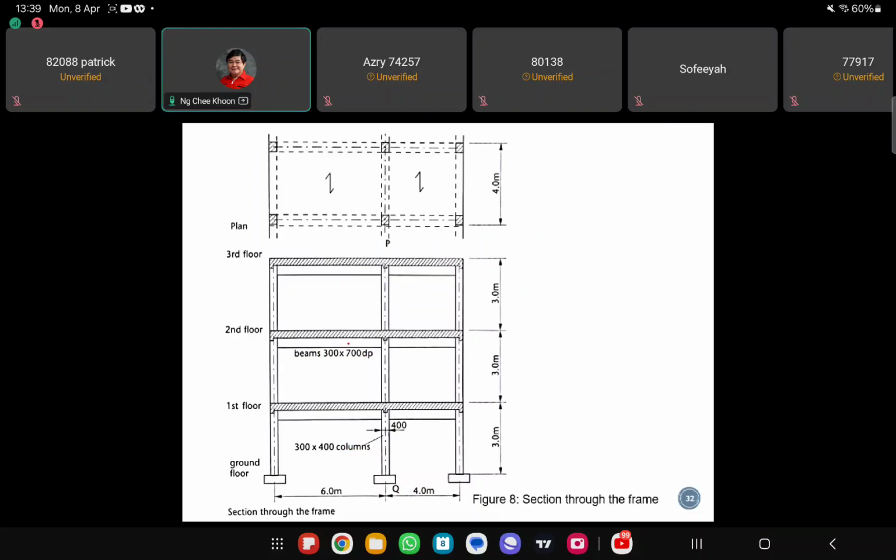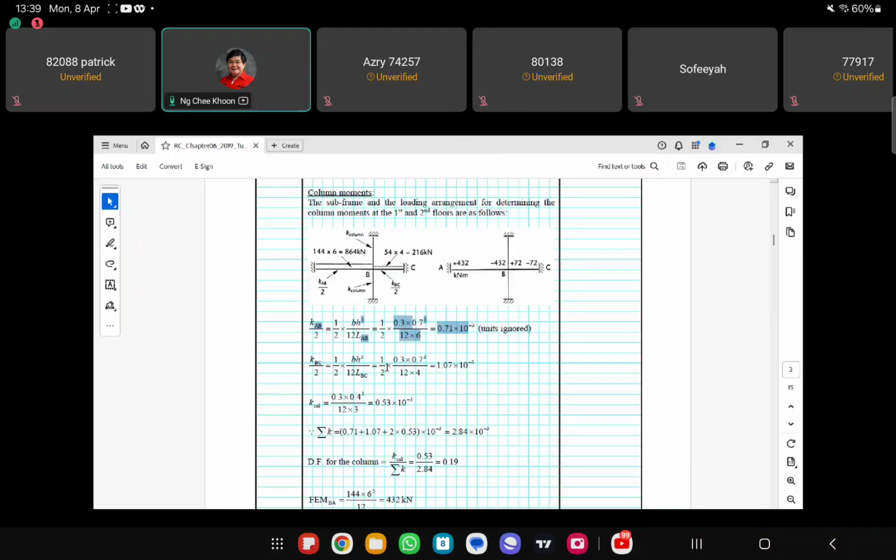Okay, so now we are considering bending about this axis here. So that's why these beams will be restraining the bending about this axis. Okay, so this beam is 300 by 700, meaning that B is 300 and then the depth is 700 for the beam, right?